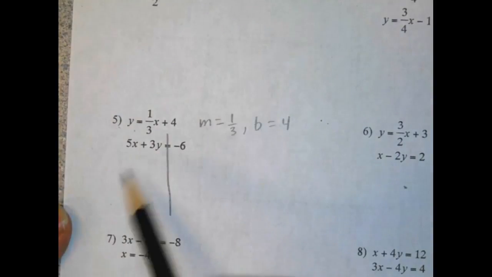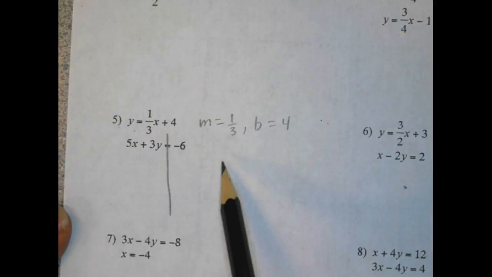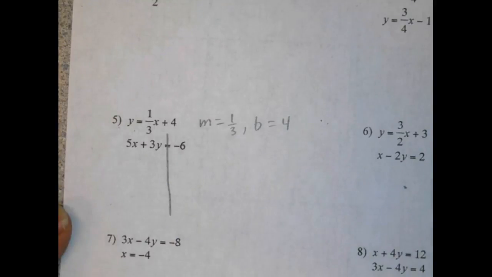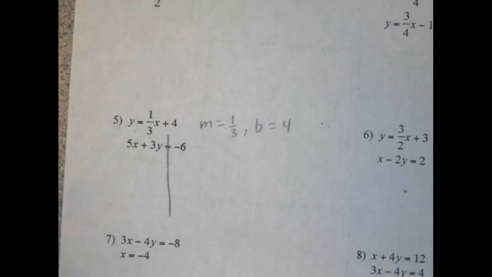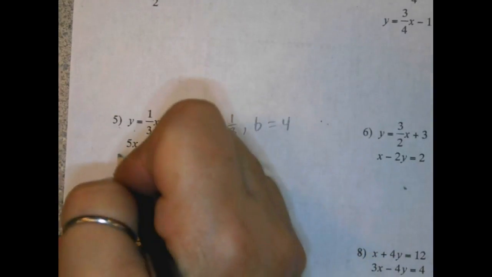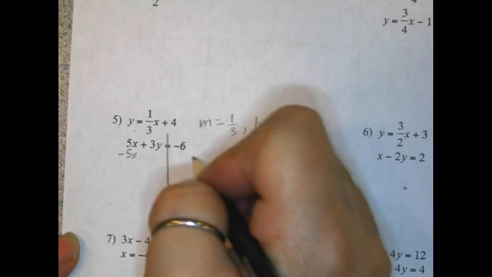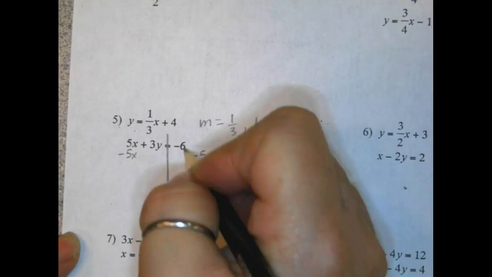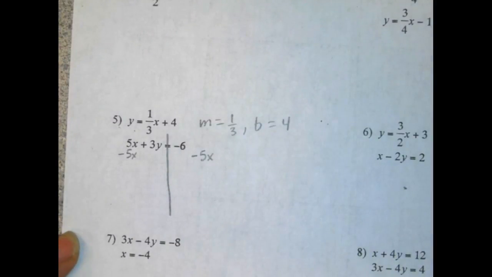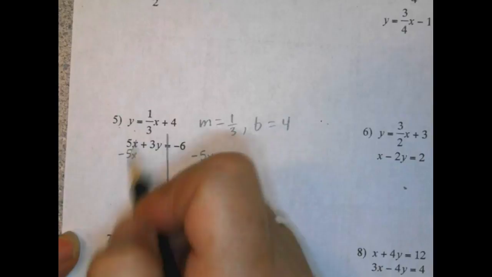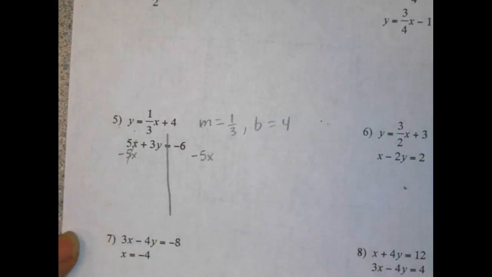So if I want my y on that side, I'm going to need to move the x over. So what is the opposite of 5x? What's the opposite of positive 5x? So I'm going to subtract 5x from both sides. I'm not subtracting 5x from 6, so I'm moving it off to the right a bit. This becomes 0, and I bring down whatever I'm left with. I'm left with 3y.